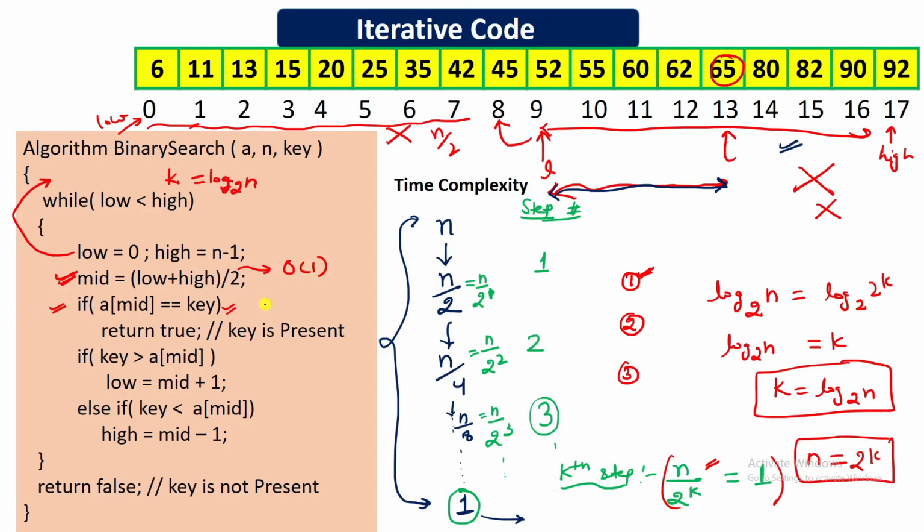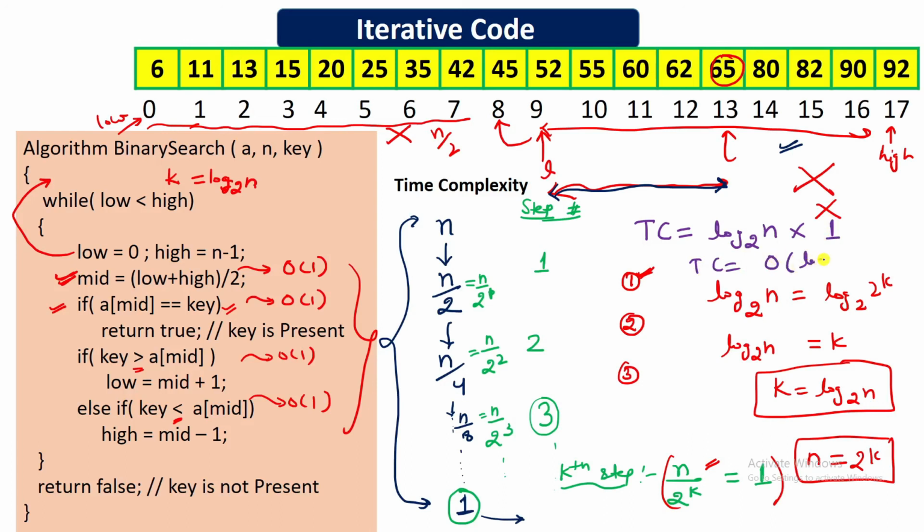Then we are doing the comparison. This can again be done in constant time, and then again we are checking this and this. Again this comparison can be done in O(1) time. So basically in each call we are doing a constant amount of work. Total number of steps is log base 2 of n into a unit amount of time, you can take 1, or constant time. So this is basically equal to order of log base 2 of n only. So this is the time complexity of the binary search algo.